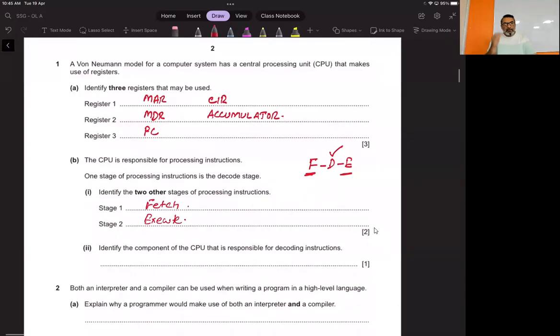Okay, identify the component of the CPU that is responsible for decoding. Decoding and execution is the responsibility of CIR, but since they have asked for the component of the CPU, not the register, we will definitely write control unit.